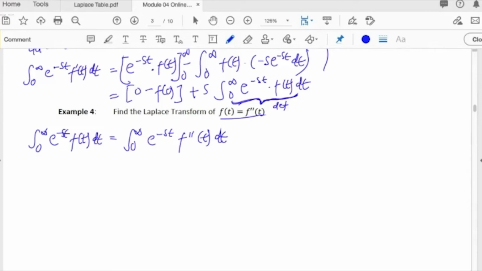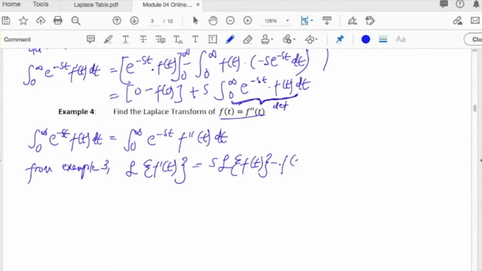Okay, so from example 3, we know that the Laplace transform of f prime t is equal to s times the Laplace transform of f t minus f0.